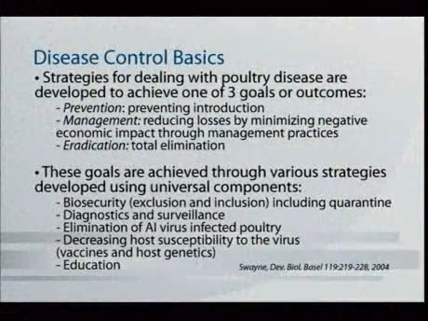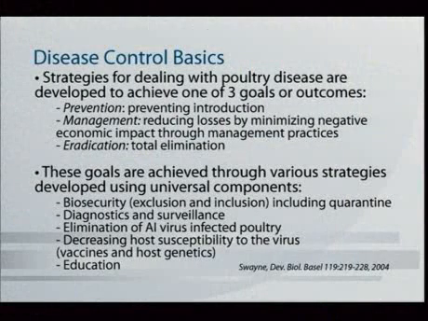One can be the prevention of the infection or the disease. Number two, if you have it, the management of that disease to reduce the economic impact that can be negative. And number three, an outcome could be eradication, which is total elimination of that virus or that disease from either commercial or non-commercial birds. To achieve these outcomes, we have to use a variety of control strategies that we combine in those programs to make them effective.